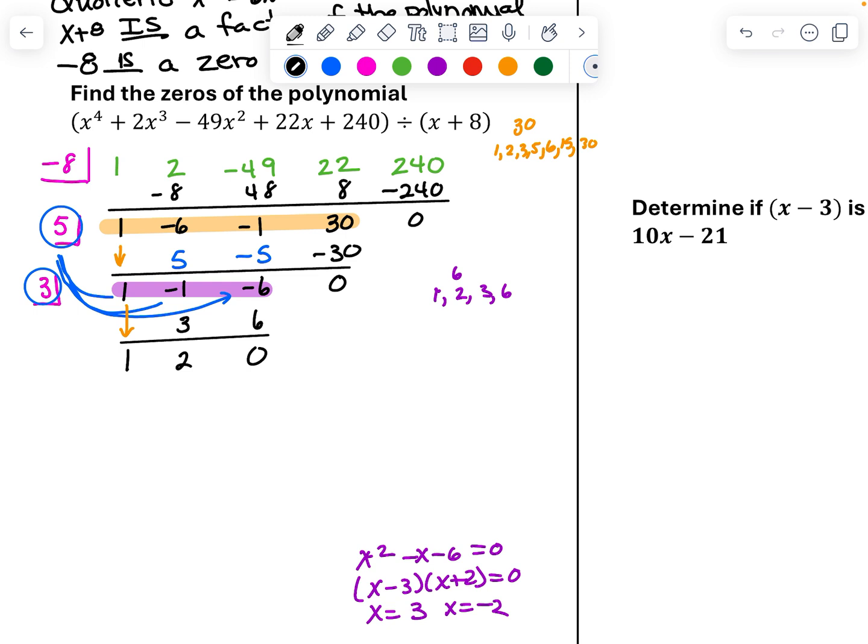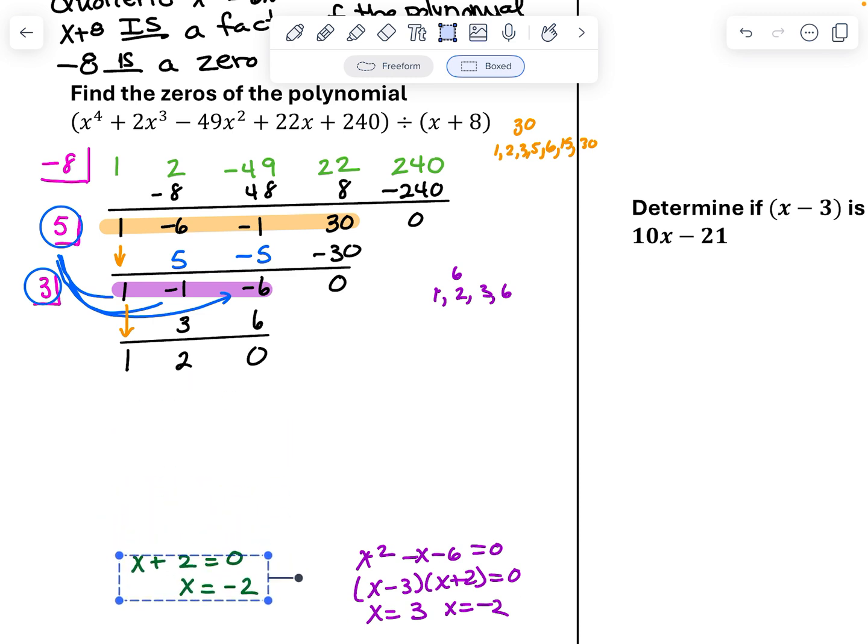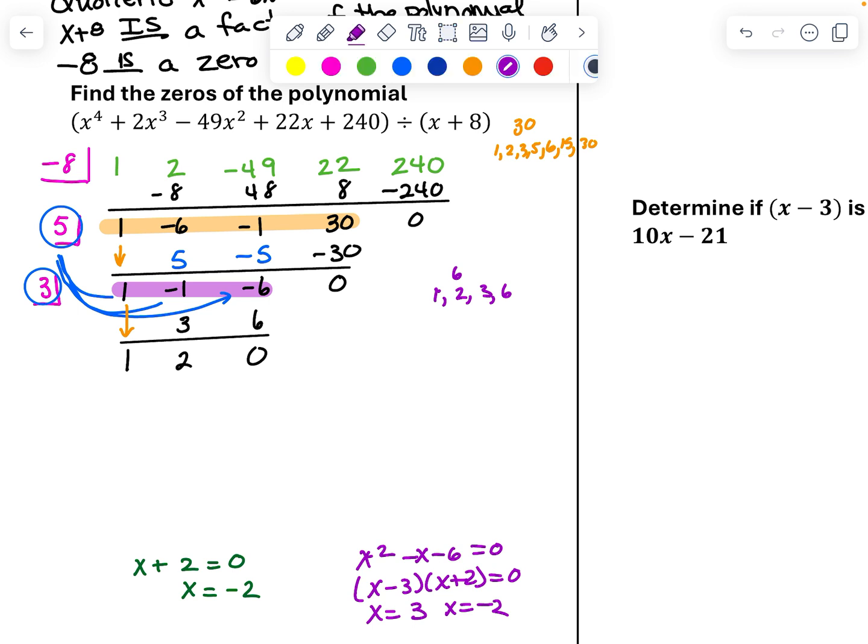Now, if I want to, I can say x plus 2 equals 0, so x is negative 2. So I have the other answer. If that doesn't come to me, that's fine. Then I'm going to look at these numbers right here. The last number is a 2, so the factor has to be a factor of 2, so it has to be a 1 or a 2. I'm just going to randomly select negative 2.